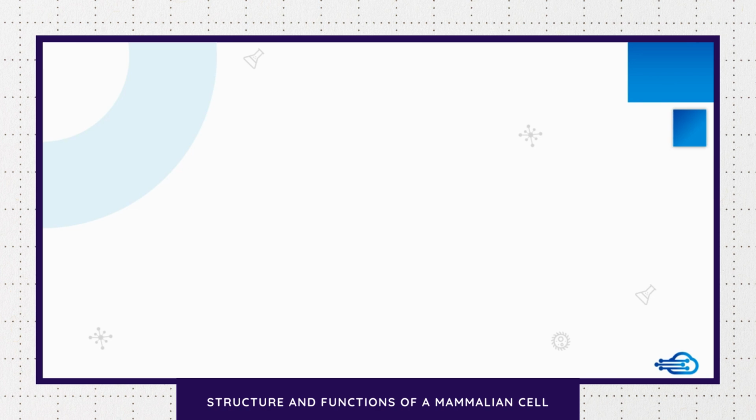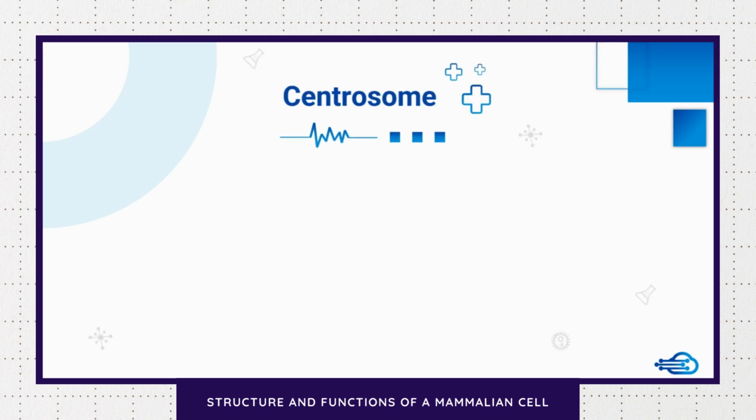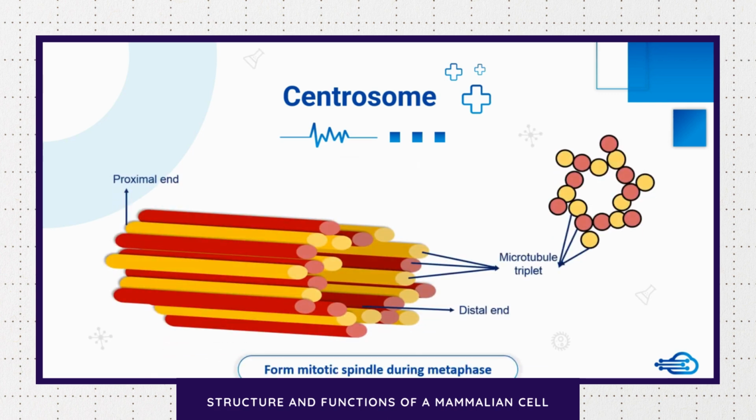Now, in the previous slide we said that microtubules are arising from microtubule organizing centers. So, what are these? These are basically formed from centrosomes, which are made up of two centrioles. Now, these centrioles are present near the nucleus. So, microtubules arise from these centrioles, and these microtubules are arranged in stacks of 3. So, you see these 3 stacks here.